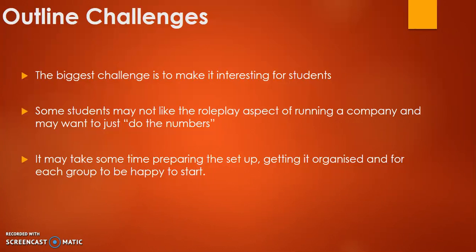So the challenges that I envision will happen here. The biggest challenge is to make it interesting for students. Management accounting, unfortunately, is attached onto financial accounting, which isn't exactly seen as the most exciting subject in the world, but management accounting, as far as I'm concerned, certainly is. Some students may just not like the role play aspect of running their own company and may just want to do the numbers. A lot of students will sit down and say, I understand how it works, I don't want this role play, I just want to settle down and actually do it.